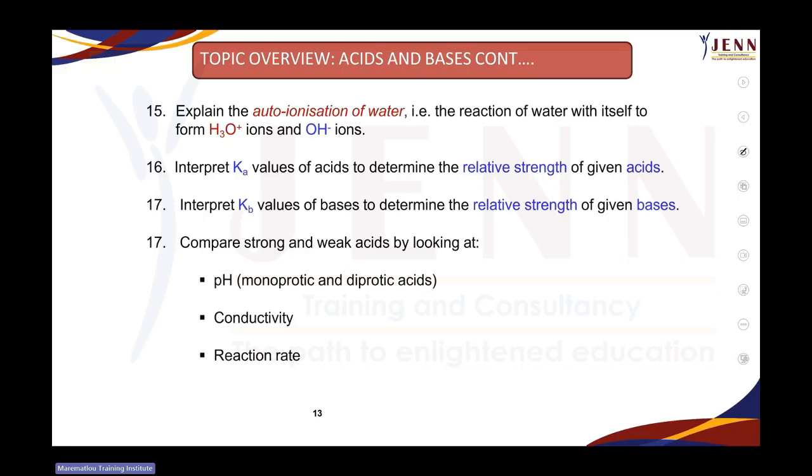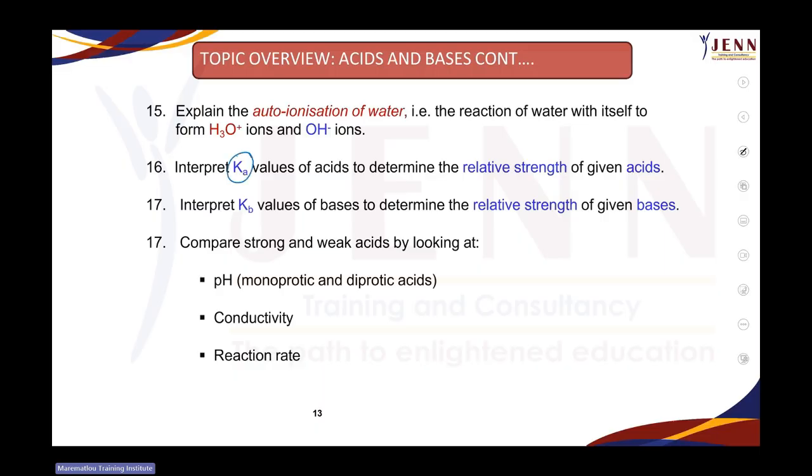And then it says, explain autoionization of water. That's what we say: water molecules react with one another automatically without anything, because water is an ampholyte. It can be an acid and it can be a base. So the molecules inside there will react with each other.